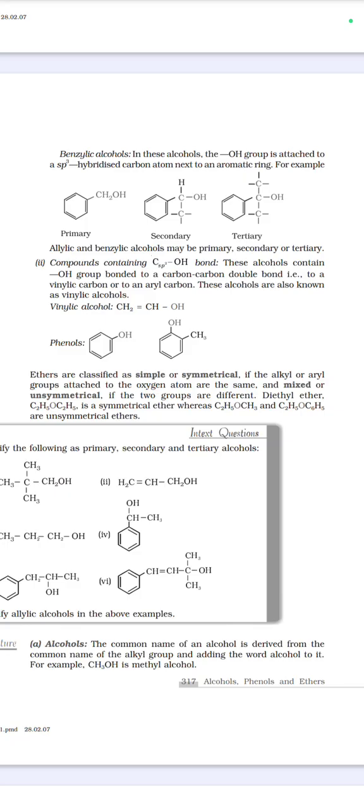Compounds containing carbon sp2 OH bond. These alcohols contain an OH group bonded to a carbon-carbon double bond, that is, to a vinylic carbon or to an aryl carbon. These alcohols are known as vinylic alcohols. Vinylic alcohol, CH2=CH-OH. Phenols.